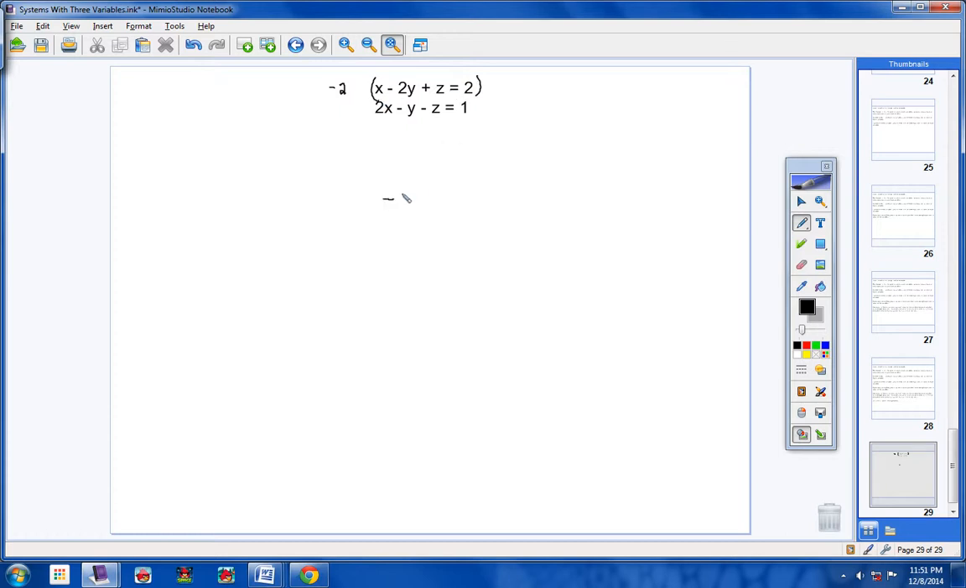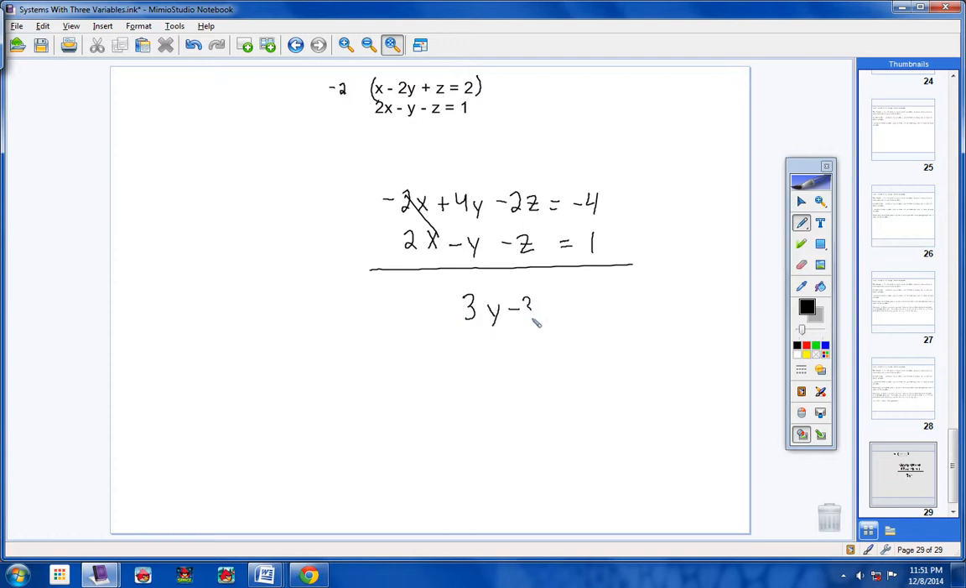I would have negative 2x, positive 4y, negative 2z, negative 4. And then my bottom equation would stay the same: 2x minus y minus z equals 1. Okay? Now let's go ahead and combine these. These cancel. 3y minus 3z equals negative 3. Now let's reduce this so we have smaller numbers. We can divide all of these by 3.